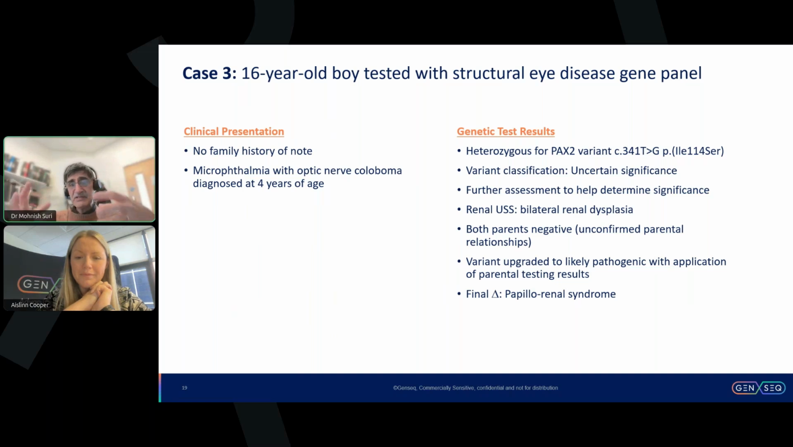With these results showing that there was also a renal phenotype and neither parent had it, and therefore it was a de novo variant, we were able to upgrade this variant to likely pathogenic, and we were able to make a final diagnosis of papillorenal syndrome. And that is actually quite important because this person may want to have a prenatal test when he is an adult and is thinking about starting his own family. And at that point now, we will be able to offer him and his future partner a very reliable prenatal test for papillorenal syndrome. I think that's probably the last slide.